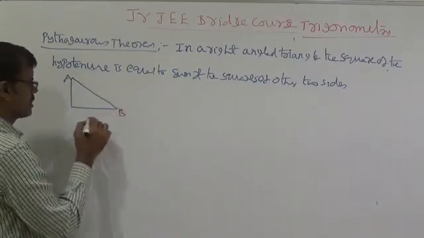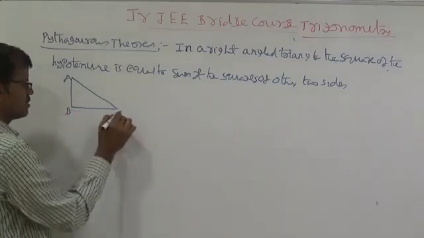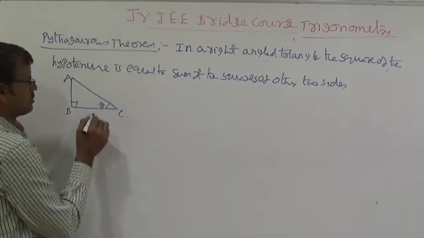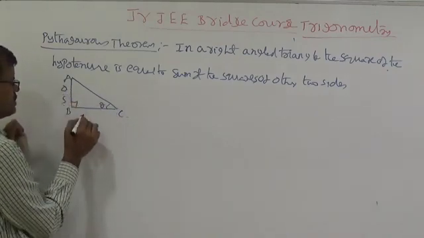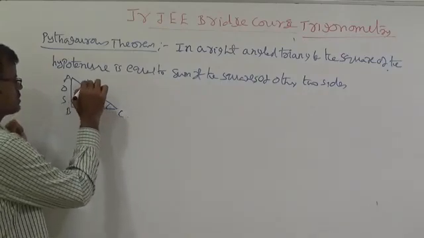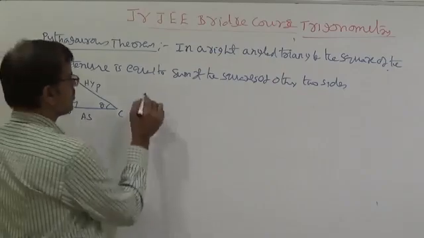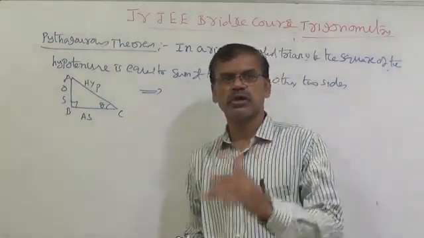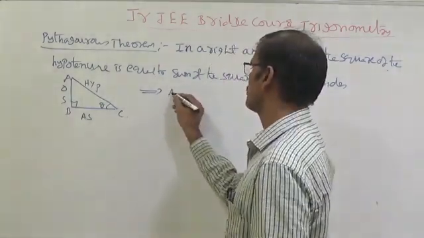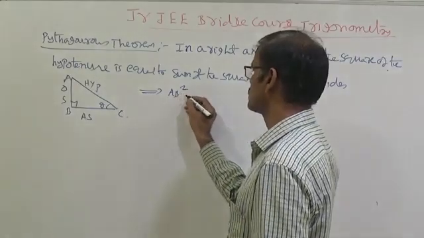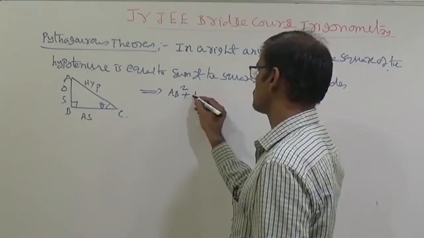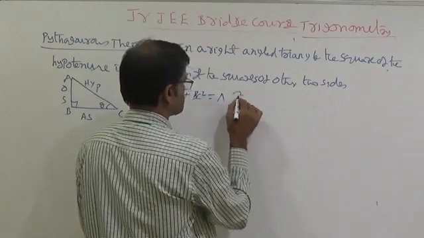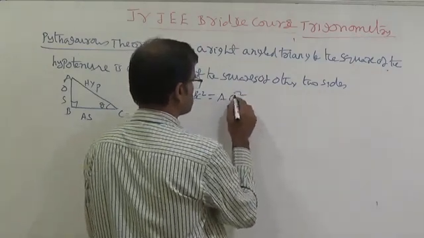General notation in 10th class, we have used to say this is A, this is B, this is C. This is a right angle triangle. Put here theta. This is the opposite side and this is the adjacent side. This is the hypotenuse. So the sum of squares of two sides equals the square of the hypotenuse. Now you can write AB square plus BC square is equal to AC square.